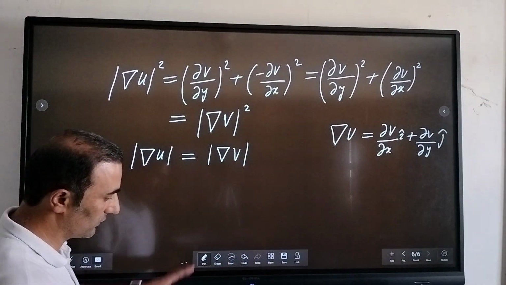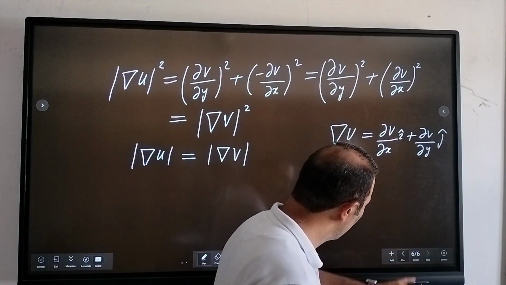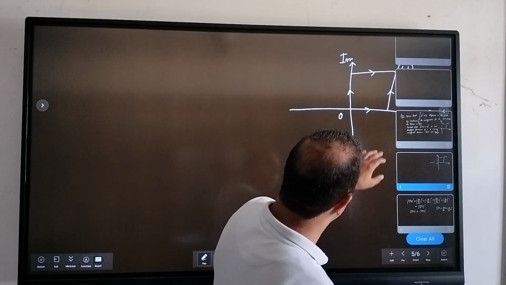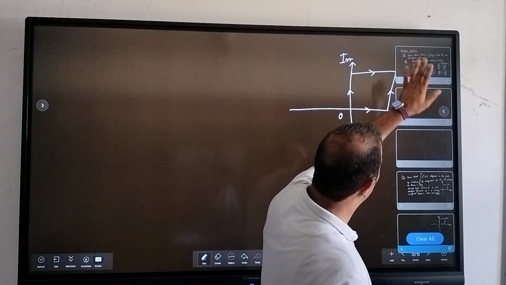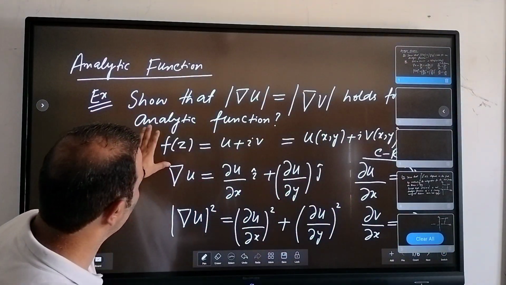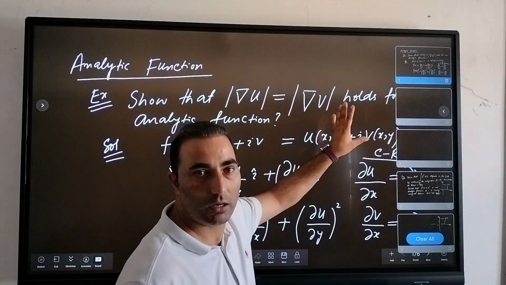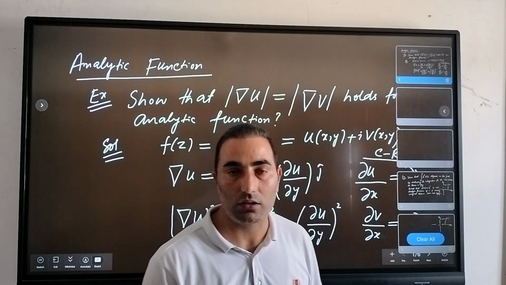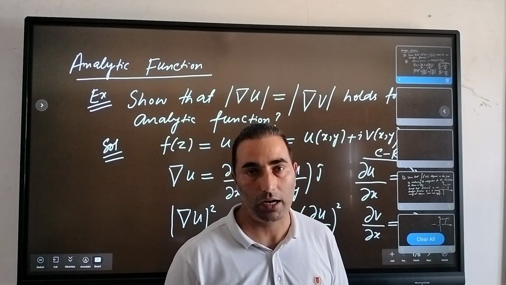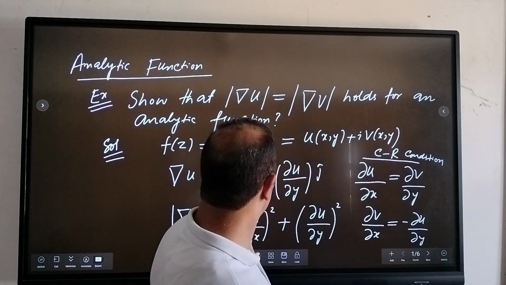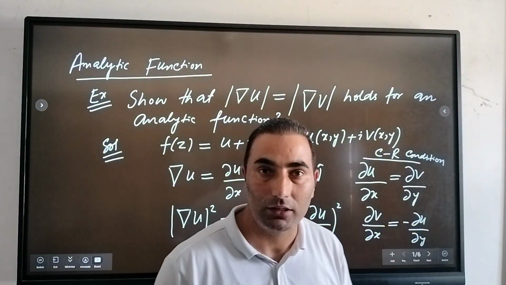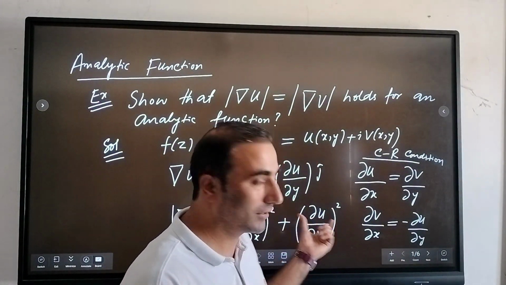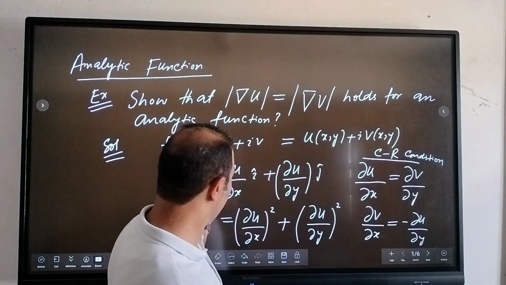Okay, right. So this is what we need here. That topic was basically that we need to show that nabla of u should be equal to nabla of v, and it holds only for an analytic function, right?